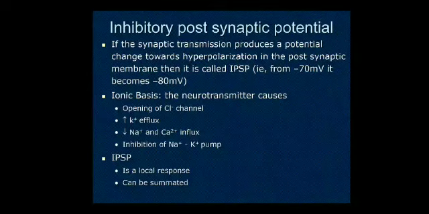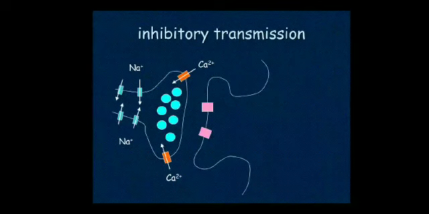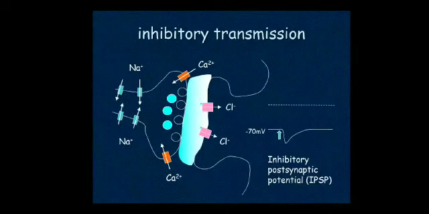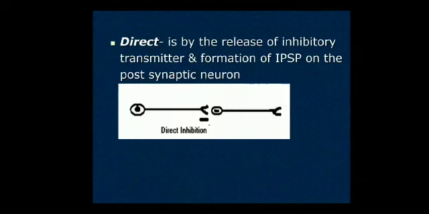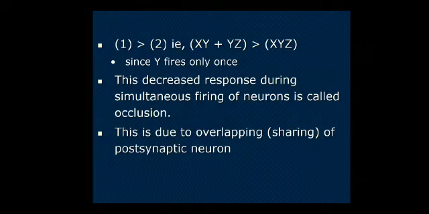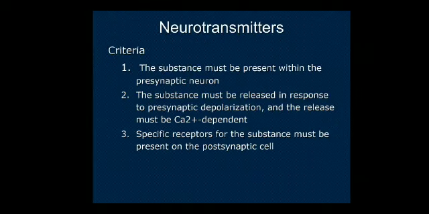This is also a local response. It also cannot generate an action potential. So this is about the inhibitory transmission. You can see here towards the more negative side. So these are the few basic things about the synapse, and you should know the neurotransmitters.